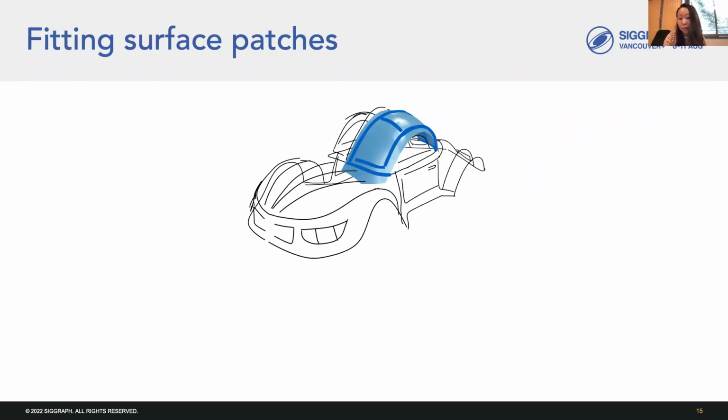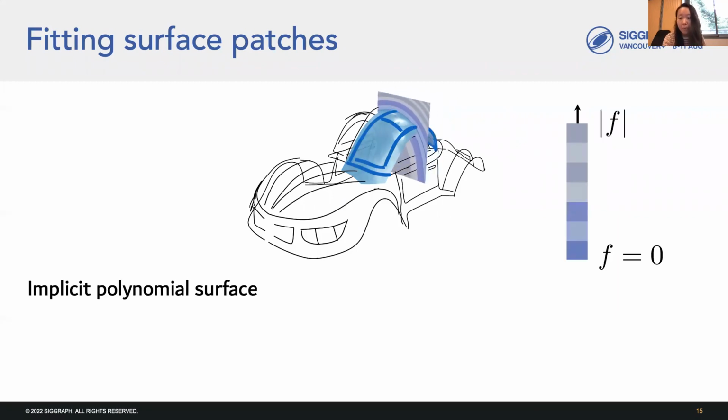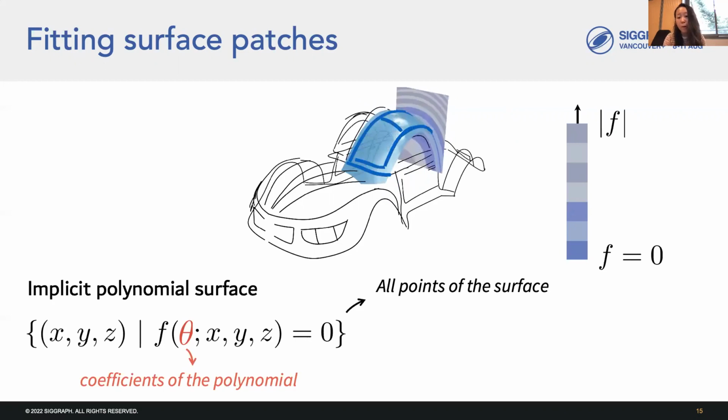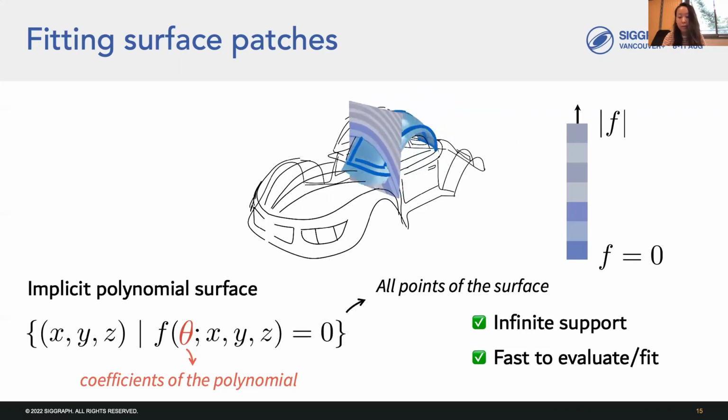We choose to model smooth surface patches as implicit polynomial surfaces. In other terms, the zero-level set of a low-degree polynomial function defined in R3. We fit surfaces to stroke points by solving for this coefficient vector theta of the polynomial function. Such implicit surfaces offer multiple practical benefits in our context. They have infinite support, allowing the surface regions they capture to grow or shrink arbitrarily as the algorithm progresses, and they are fast to evaluate and fit to stroke points.